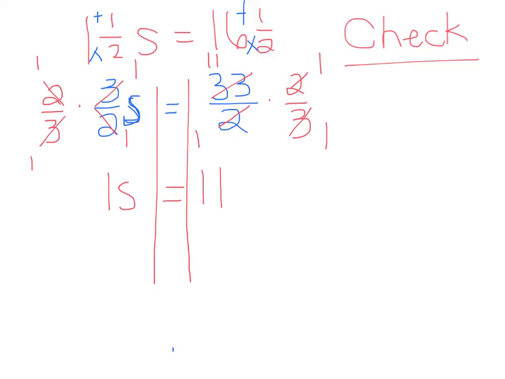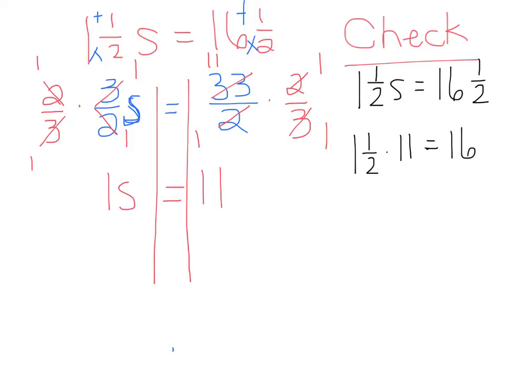Let's start by writing the original problem. 1.5s equals 16.5. Replace s with 11, which was our answer. 1.5 times 11 equals 16.5. I'm going to change this to 3 over 2 again, times 11 over 1, and we're going to see if that equals 16.5.